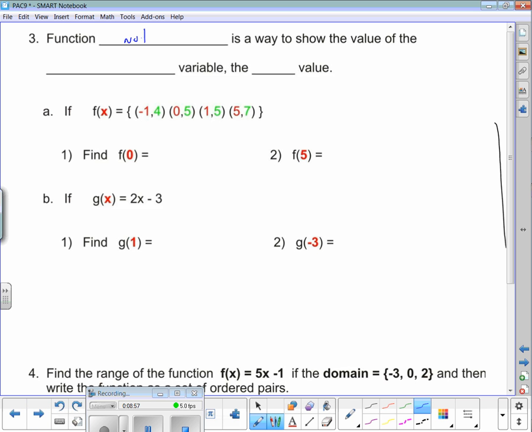Function notation. I'm going to need you guys to focus in here, and I'm going to need you to ask questions if I'm not clear. This function notation, sometimes they'll say functional notation.